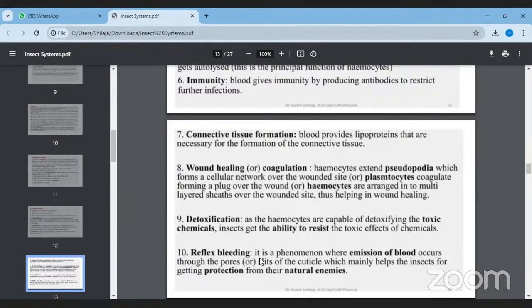Insects get the ability to resist the toxic effects of the chemicals. So we see reflex bleeding, a phenomenon where emission of blood occurs through pores or slits of the cuticle, which mainly helps insects get protection from their natural enemies.